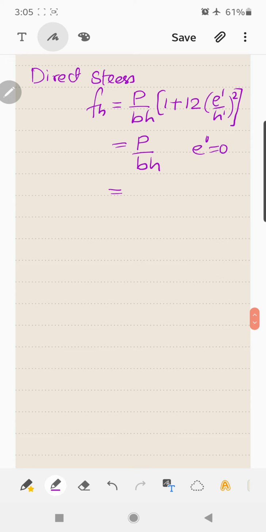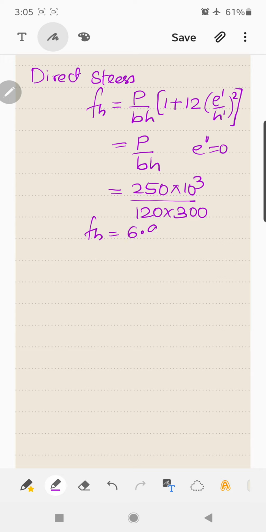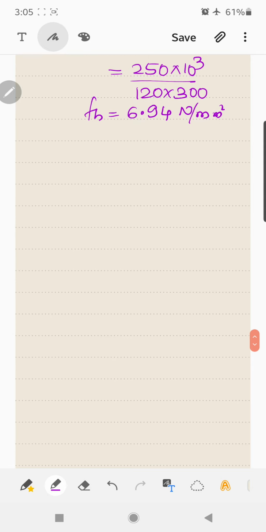Now we'll have another problem, an eccentric problem, where we have some E dash value. E dash is the eccentricity of the anchor plate with respect to the section. Now this is a concentric problem. So P is 250 into 10 to the power of 3 divided by 120 into 300. So Fh is 6.94 Newton per mm square.